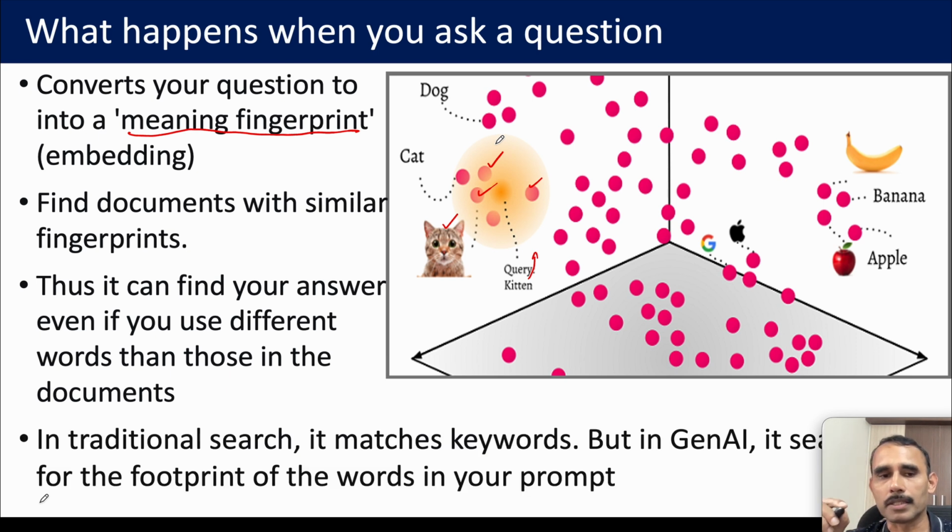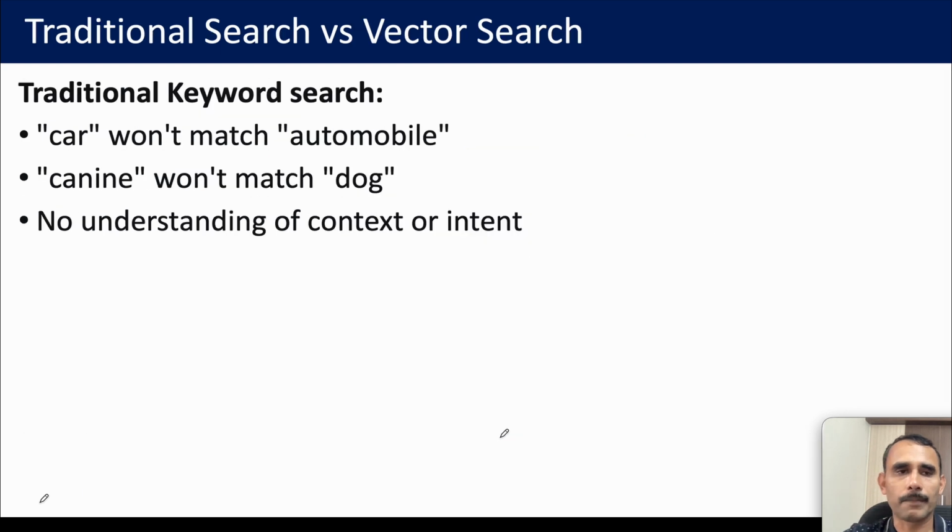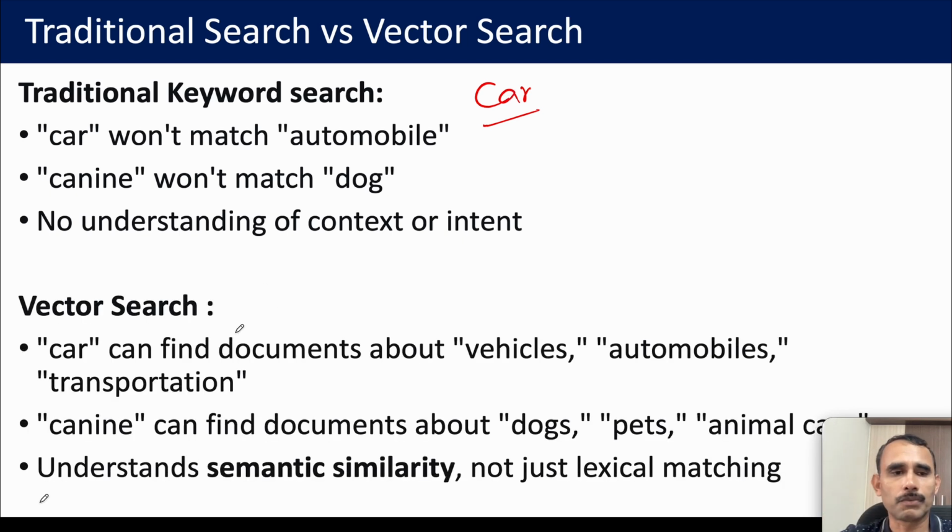In traditional search, it directly searches for the keywords. For example, if you are searching for car, it will only search for car. It will not search for automobile, vehicle, etc. But in vector search, if you are asking a question about car, it finds similar vectors. Vehicle will have a similar vector, automobile will have a similar vector, transportation also will be somewhere nearby. So it will look for documents with all these vectors and then retrieve the information from all those documents and add it as context along with your prompt or along with your question.